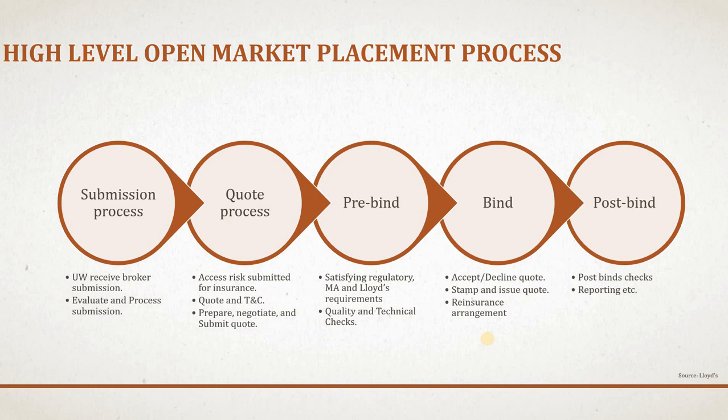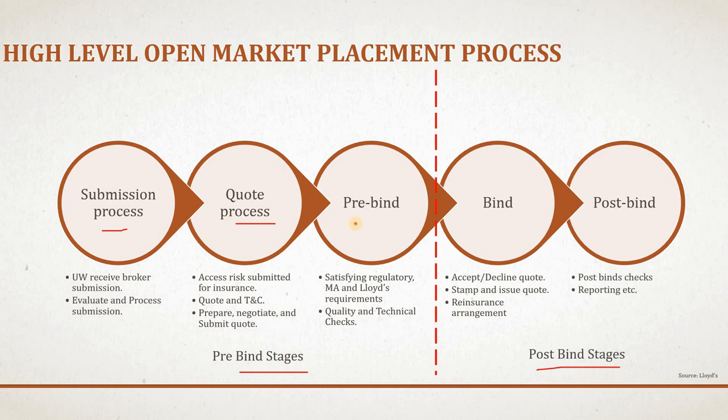So here we are. We can largely divide these processes into two categories: pre-bind stages and post-bind stages. Within the pre-bind stages, we have the submission process, quote process, and pre-bind processes. At post-bind, we have the bind contract and the post-bind services. Within the submission process, the underwriter receives the broker submission and evaluates and processes it. Within the quote process, the underwriter will assess the risk submitted by the broker, issue the quote and terms and conditions, and prepare, negotiate and submit the quote to the broker.